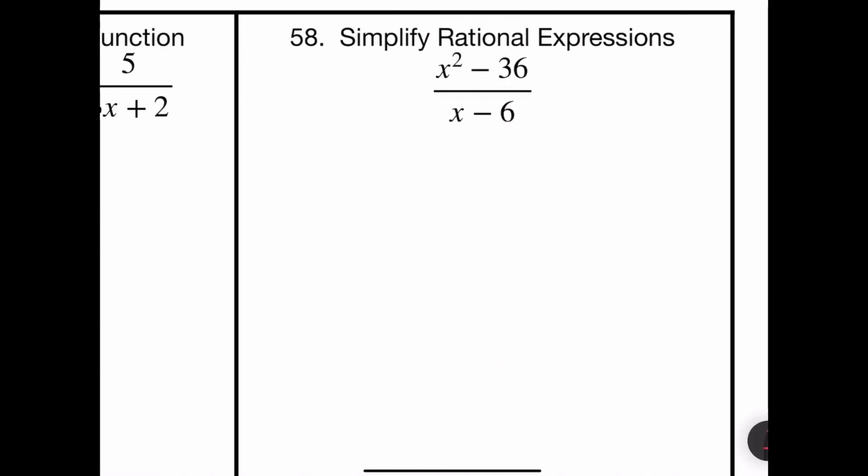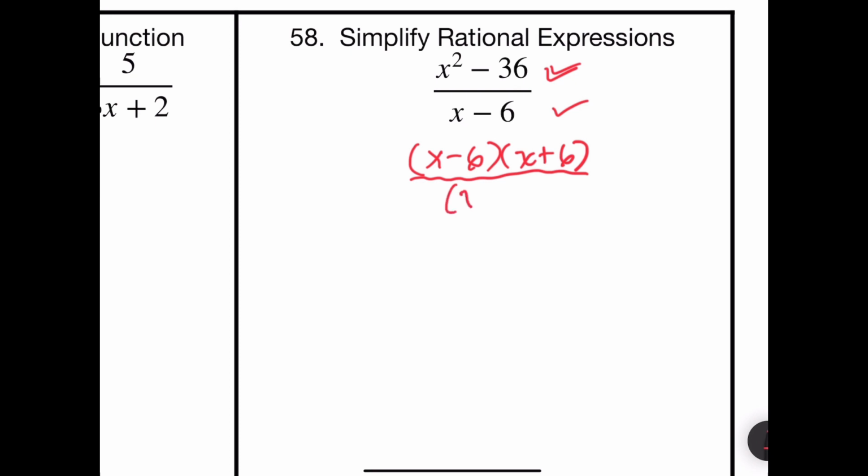Problem number 58 is simplifying rational expressions. It says x squared minus 36 over x minus 6. So since we can only cancel factors or divide factors to 1, we have to see if we can factor the numerator or the denominator. Now the numerator is x squared minus 36. That's a difference of squares factoring pattern. And so x squared minus 36 will break into x minus 6 times x plus 6. The denominator is already factored.